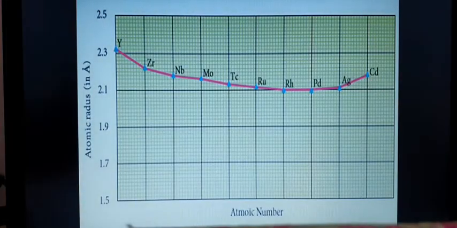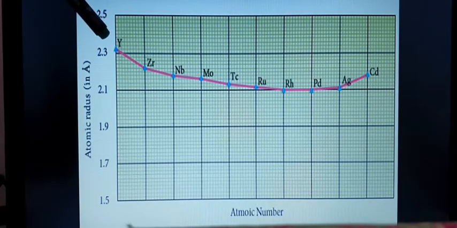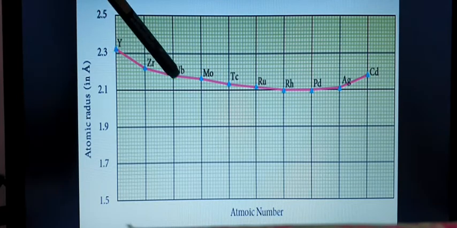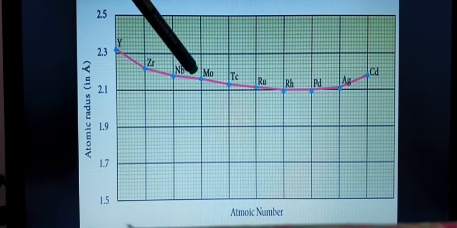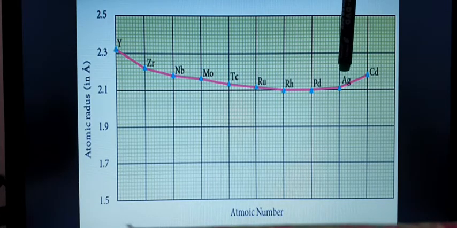This is the trend in atomic radius of the 4d series elements. Starting from 2.3 at yttrium, the atomic radius decreases from yttrium to niobium, and there is a steady decrease up to silver. At last, the atomic radius increases because the 4d electrons are completely filled here. The 4d10 electrons oppose the 5s electron in cadmium. Therefore, the atomic radius slightly increases at the end.